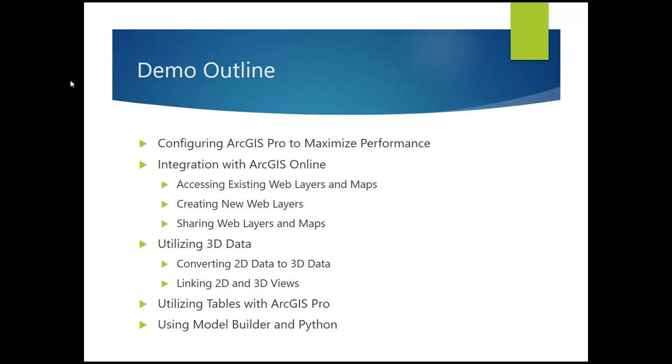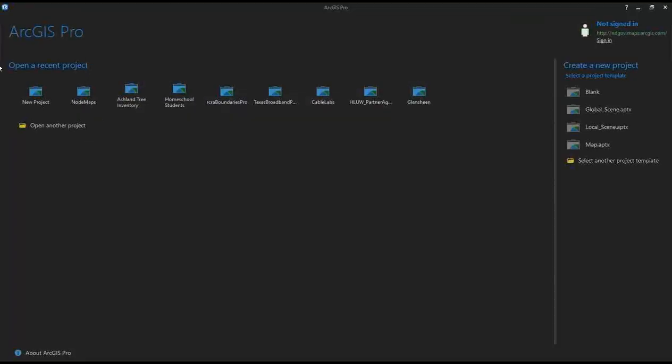And then we'll also discuss linking 2D and 3D views. And from there, we're going to talk a little bit about tables and what you can do in ArcGIS Pro that you couldn't do in ArcMap previously, some pretty neat things. And then we'll talk a little bit about using Model Builder and Python in ArcGIS Pro. So, all right, let's jump on over here into ArcGIS Pro.